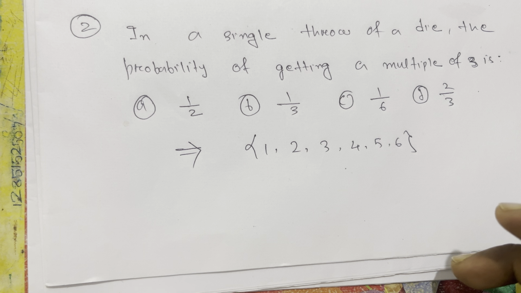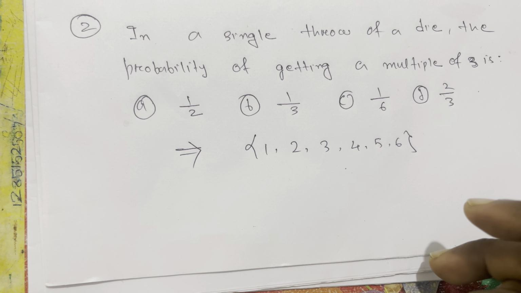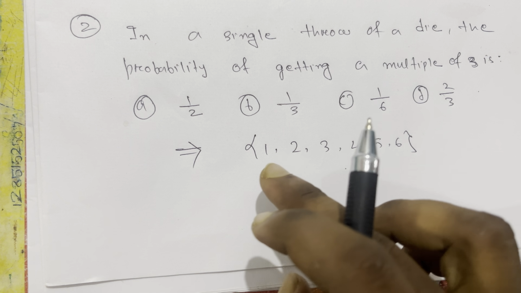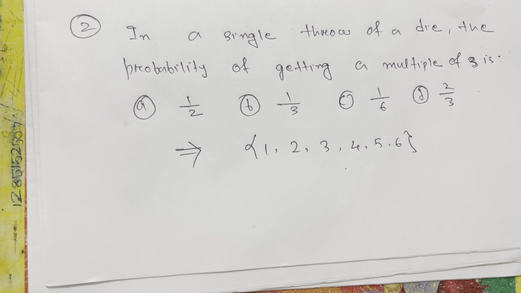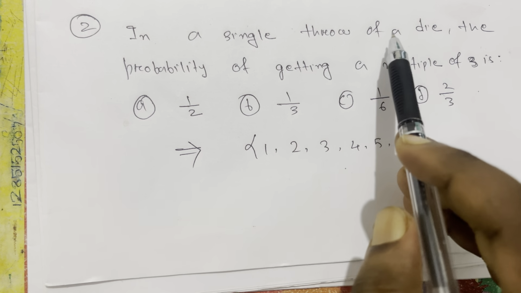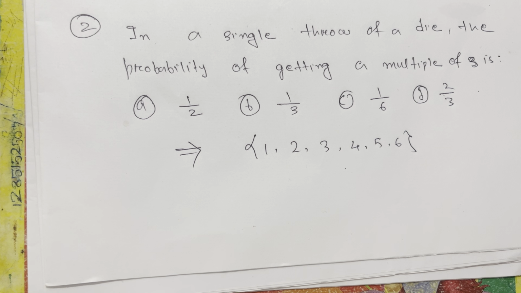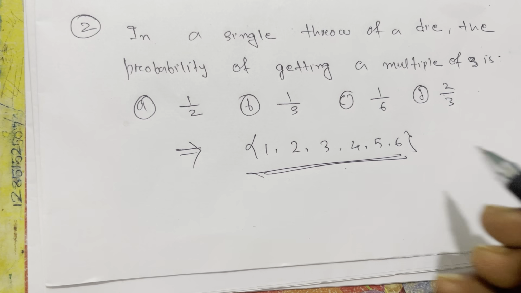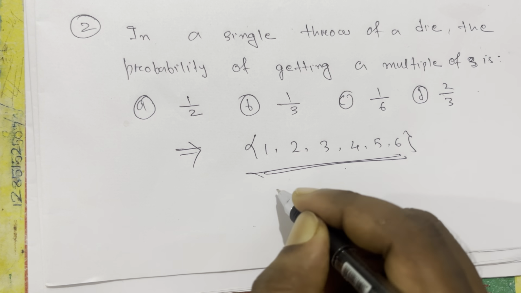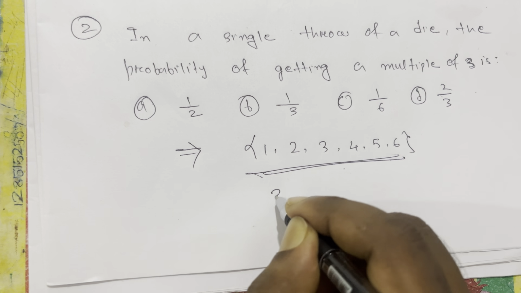You are familiar with dice. A dice has 6 faces, and the faces are indicated by dots. So 1 dot represents 1, 2 dots represent 2. Every face has a value from 1 to 6. So now our question is what? If you throw a die, the probability of getting a multiple of 3. So out of 6 outcomes, how many outcomes are multiples of 3? Multiples of 3 are 3 and 6.